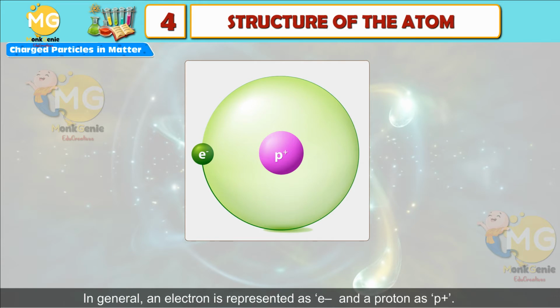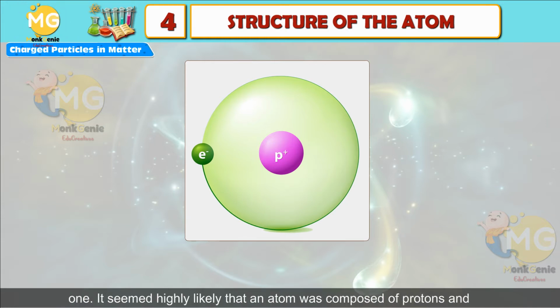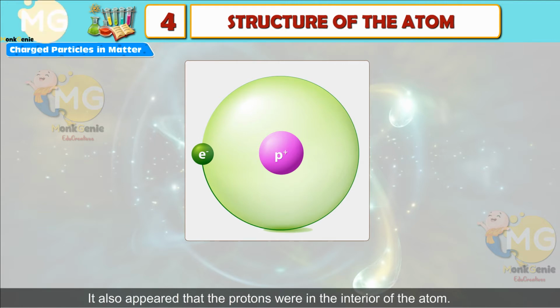In general, an electron is represented as e negative and a proton as p positive. The mass of a proton is taken as 1 unit and its charge as +1. The mass of an electron is considered to be negligible and its charge is -1. It seemed highly likely that an atom was composed of protons and electrons mutually balancing their charges. It also appeared that the protons were in the interior of the atom.